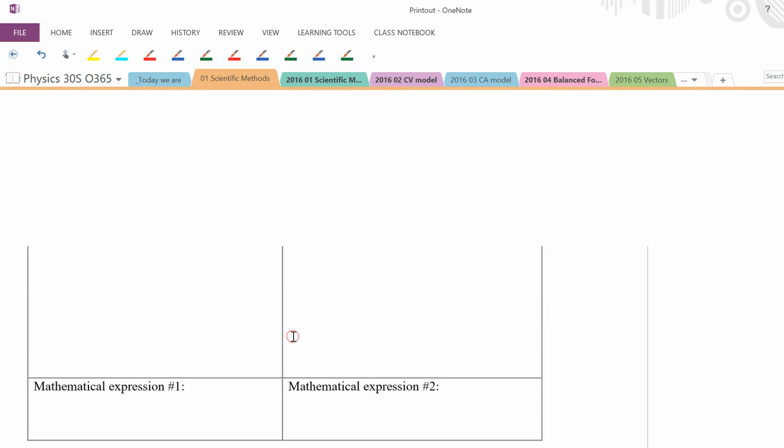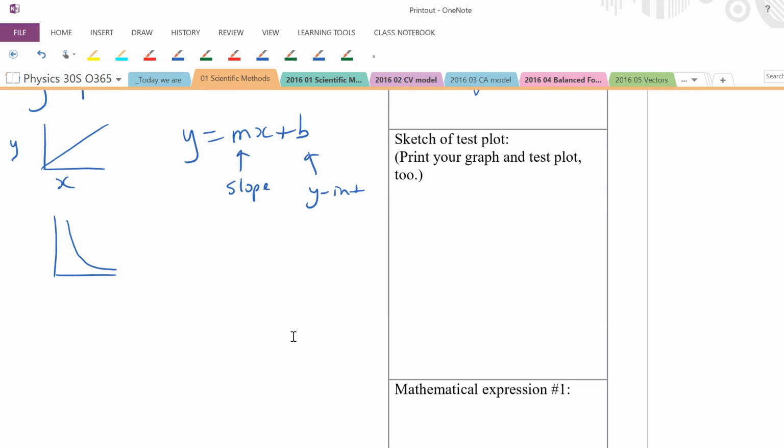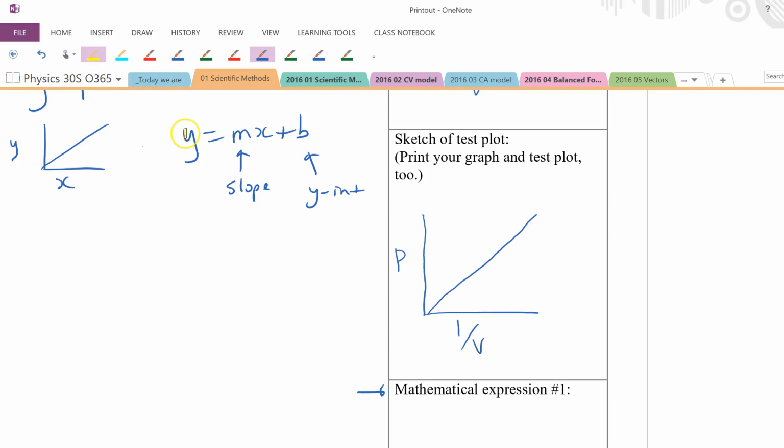So if I go back over here to do my test plot, print your graph. So I'll sketch this one. I'll say okay. Now I've got a nice straight line where this is my pressure, and this is my 1 over the volume, and this is just a gorgeous straight line, right? So let's think about this. Now if I want to make an equation, this is my last bit, if I want to make a mathematical expression out of this, instead of this y equals mx plus b, what will it be now?